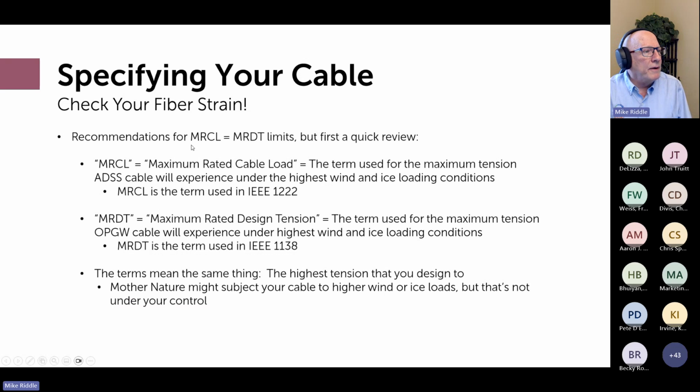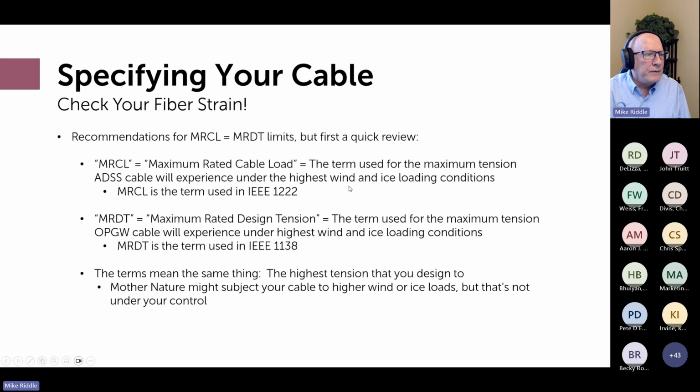So let's define them first. MRCL is maximum rated cable load, and this is the term that's used for the maximum tension an ADSS cable will experience under the highest wind and ice loading conditions. So what you design the cable to. And that's the term that got picked up in the IEEE 1222 standard. MRDT means the same thing. It's just maximum rated design tension, and that was the term that was picked up in the IEEE 1138 standard for OPGW.